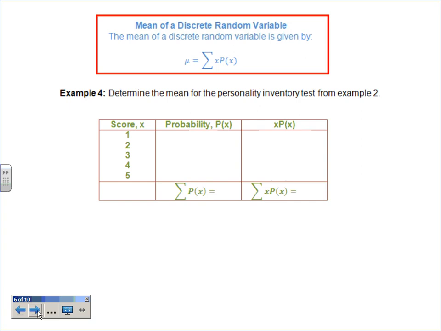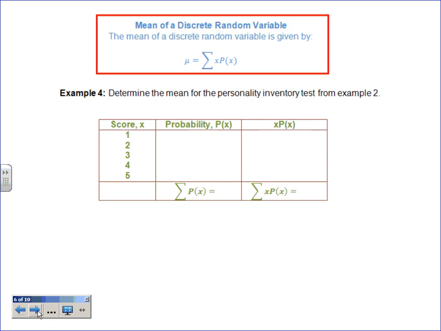How come they chose mu instead of x bar? Population. It's all. How do you know it's all? Okay, it's discrete. What does that mean? There's a set number. It's finite. It's countable. So if they're countable, are you going to have the entire population? Yeah. Okay. So mu, that's why they chose mu right there.